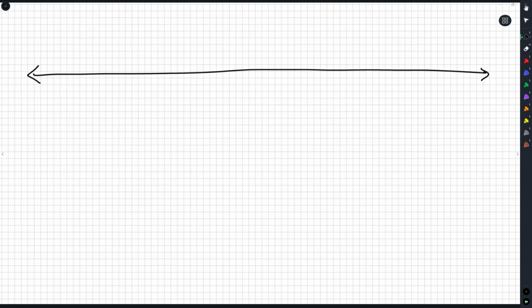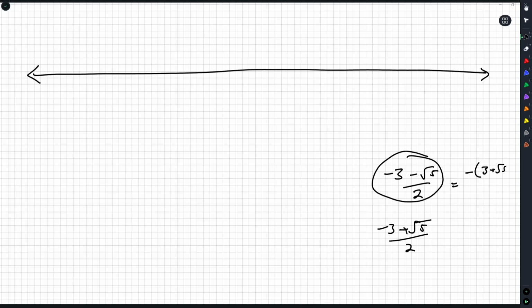But okay, let's look at these numbers. Negative 3 plus or minus root 5, all over 2. It's not an easy thing to understand what's going on here. You can definitely say that this one, negative 3 minus root 5 over 2, is negative. Why is that? Well, you can take out the minus sign. 3 and root 5 are positive, divided by 2 is positive, so you get a minus sign. So this one is definitely negative. But how do I know that it's less than this other one?